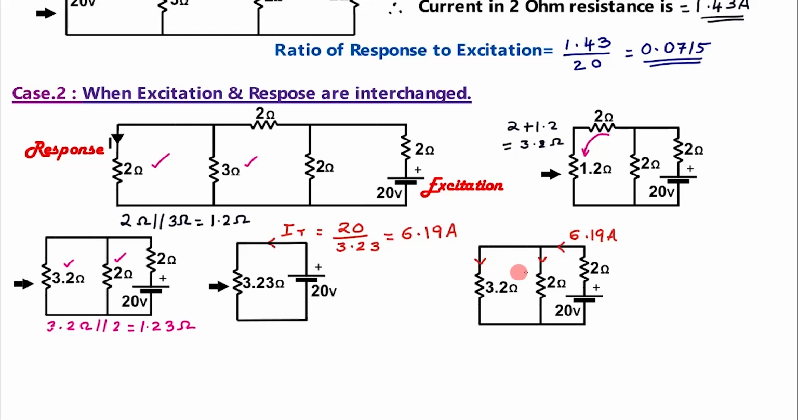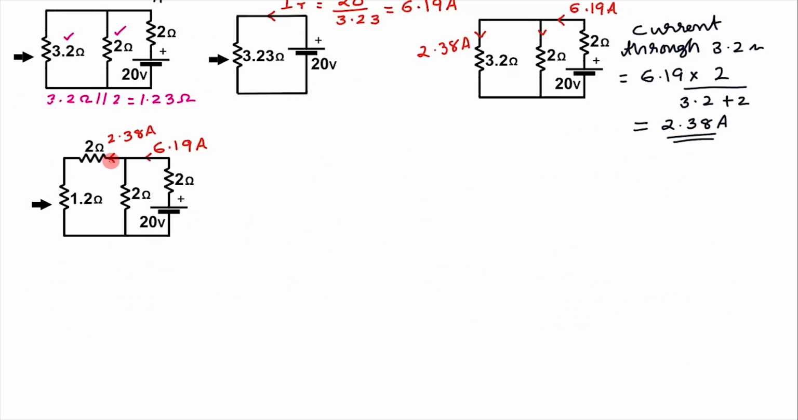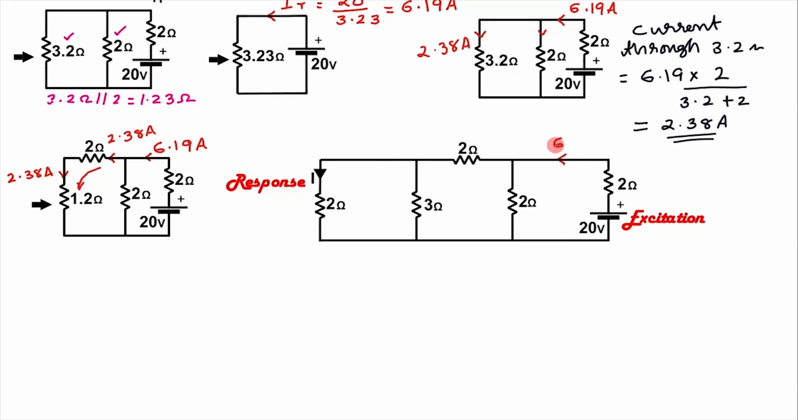The total current of 6.19 ampere which is coming from here is dividing into 2 as per the value of these resistances. Applying the current divider rule, the current flowing through this 3.2 ohm is the total current coming in times the other resistance divided by the total resistance. That is, current through 3.2 ohm is equal to 6.19 into the other branch resistance 2 ohm divided by total resistance 3.2 plus 2. This gives 2.38 ampere. That is, the current in this branch is 2.38 ampere. This 2.38 ampere is flowing through 2 ohm and 1.2 ohm which are connected in series, which means the current in 2 ohm and 1.2 ohm are both 2.38 ampere. So see, in this circuit the total current 6.19 ampere comes here as 2.38 ampere and divides into these two.